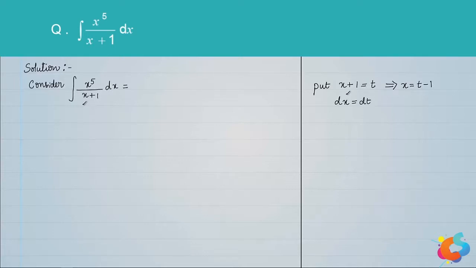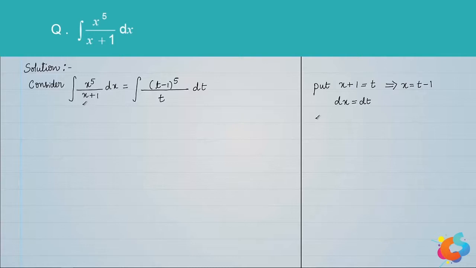Now the given problem reduces to x to the power of 5 becomes (t minus 1) whole power 5, divided by x plus 1, which becomes t. So now we will integrate this with respect to t. Before that, we need to expand (t minus 1) whole to the power of 5.